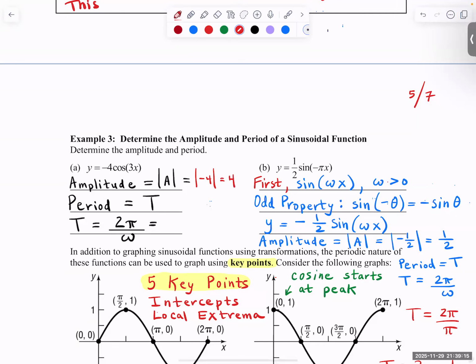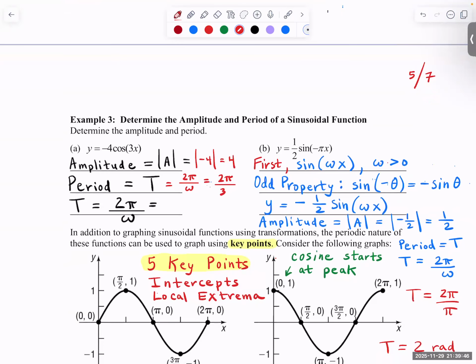The period, T, is the fundamental period, which is 2 pi, divided by omega. Omega in the argument multiplies x, which is 3. So the period is 2/3 pi, or 2 pi divided by 3, which is written below.